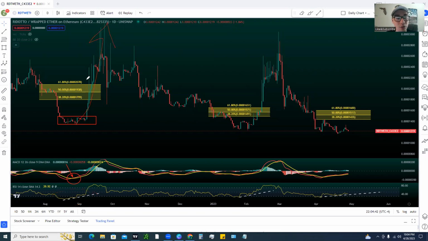Now, the reason that we have to break through these three levels in particular is these are the 61.8, 50%, and 38.2% retracement levels.